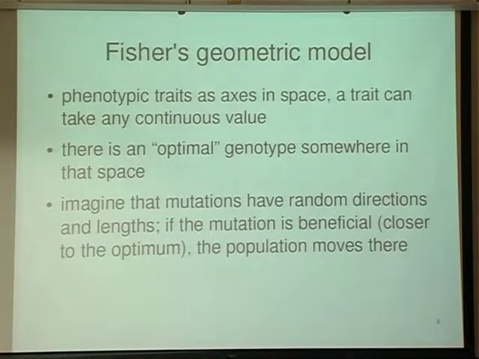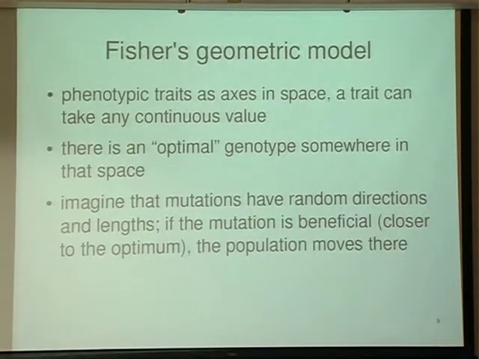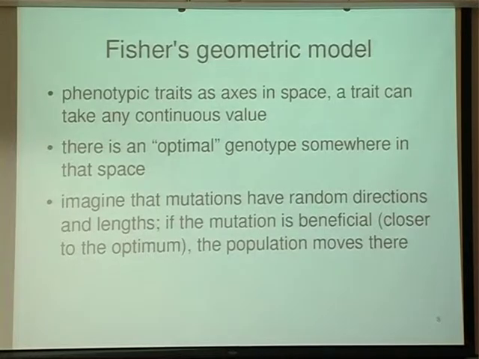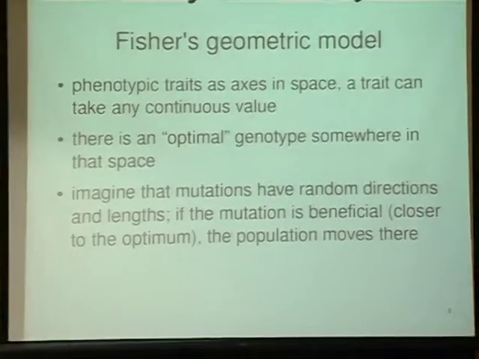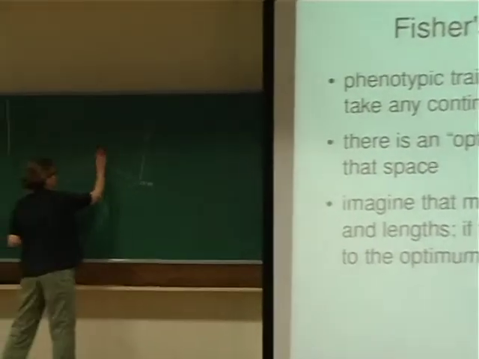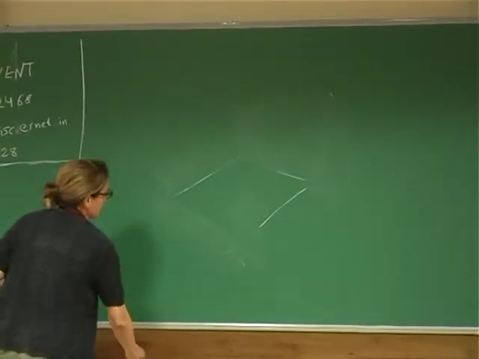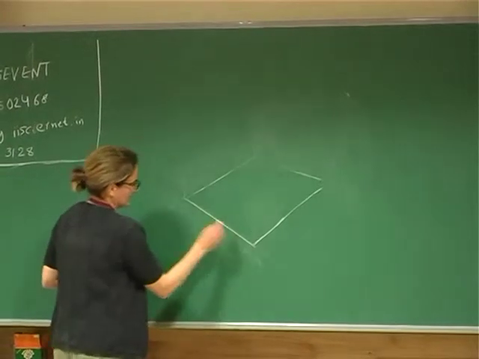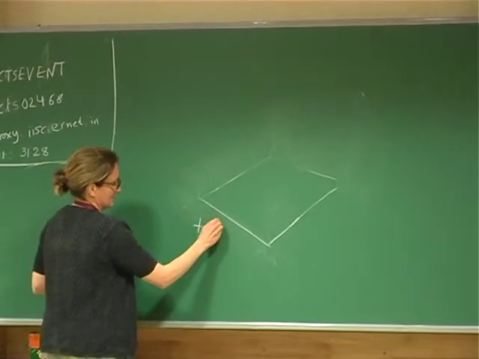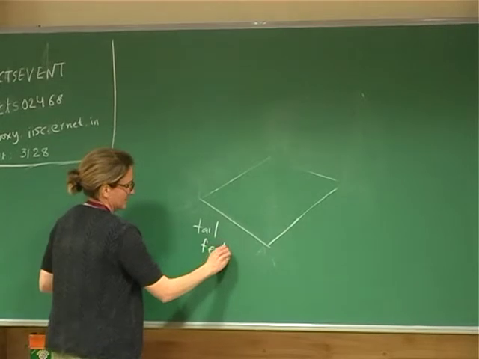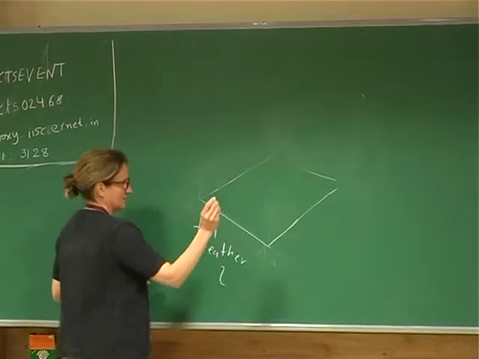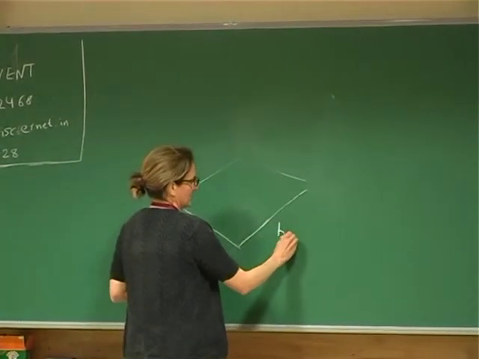So in Fisher's geometric model, we think about axes in space as being phenotypes, right? So the realized value of the trait that we could measure, and the trait is continuous. So instead of axes like this, we'd have the length of the tail feather, and, I don't know, the beak length.